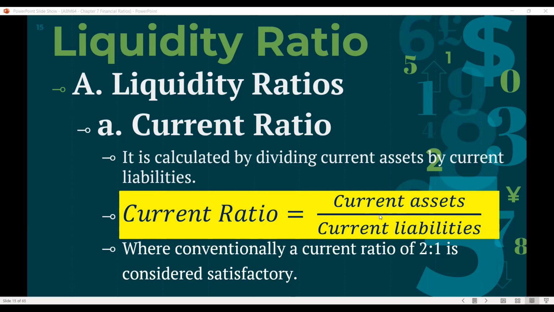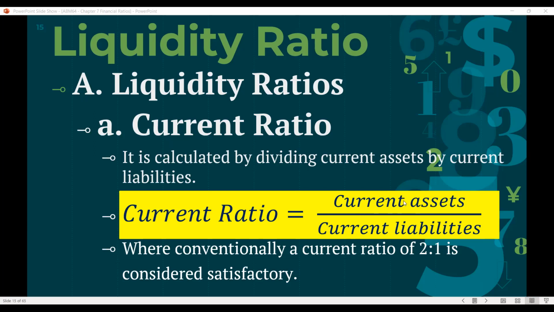Dili kayo liquid ang imuhang company. Maglisod ka og bayad sa imong utang. So that's what it meant if bali siya, if mas dako imong liabilities kaysa sa imong assets. So if again bali siya 1:2, that is considered unsatisfactory. But if mas dako imong asset kaysa liabilities, that is good as satisfactory.